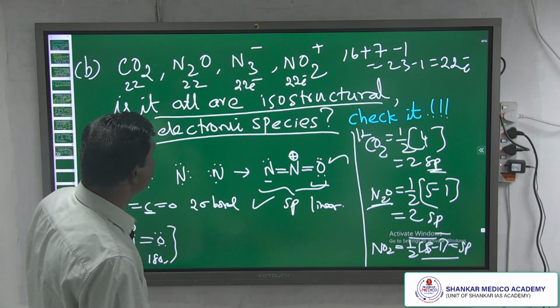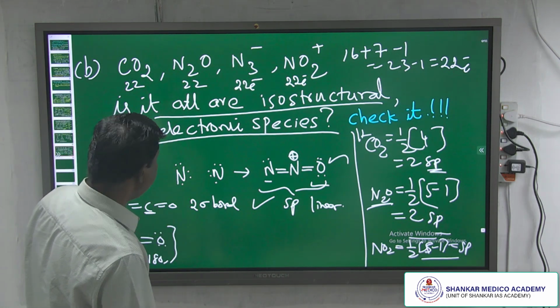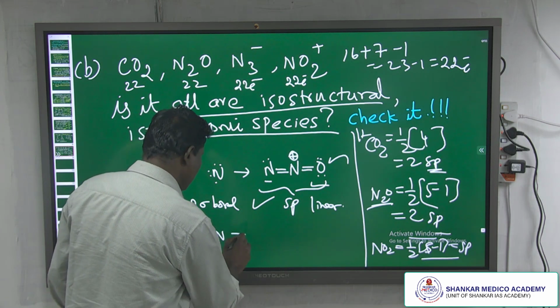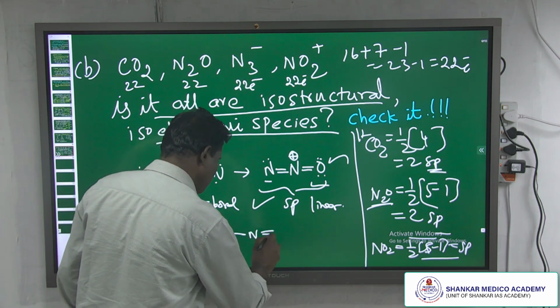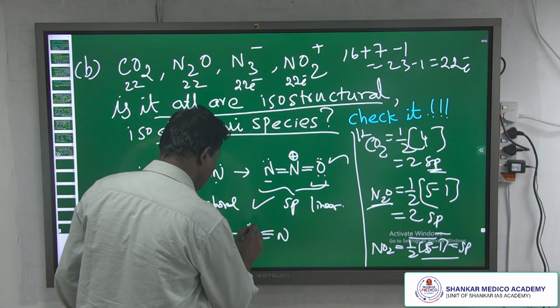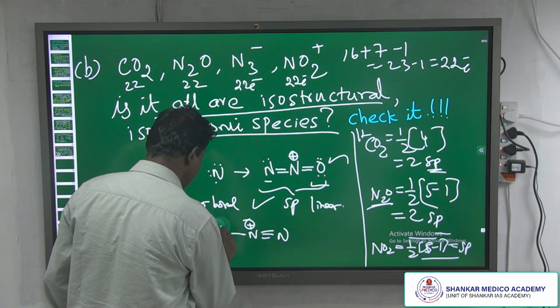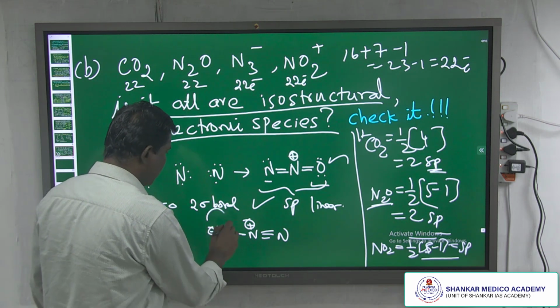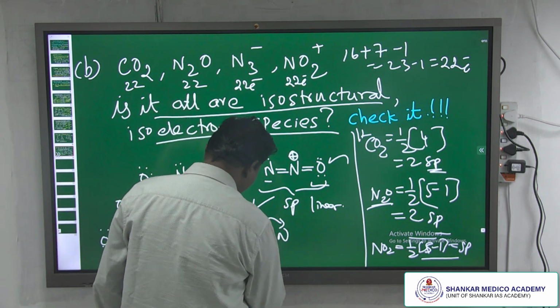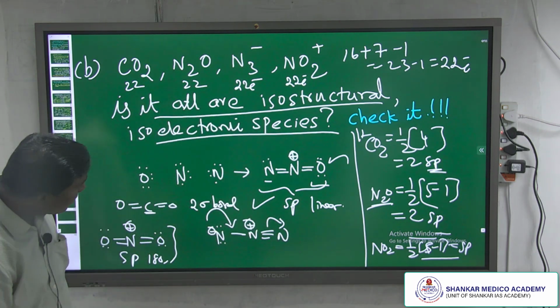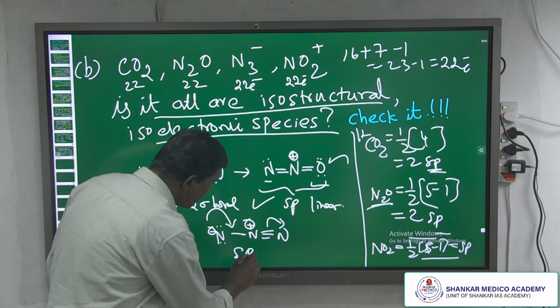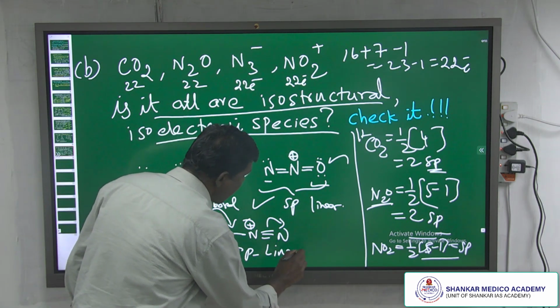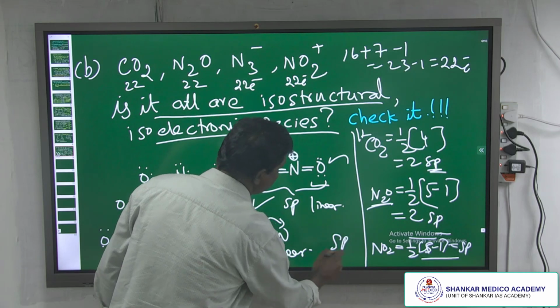And of course, another one is N3 minus. N3 minus also has a structure like this. It has a resonance structure, we can put it like this. Of course, it has 2 sigma bonds, definitely this is also sp, linear shape. All of them are sp hybridization.